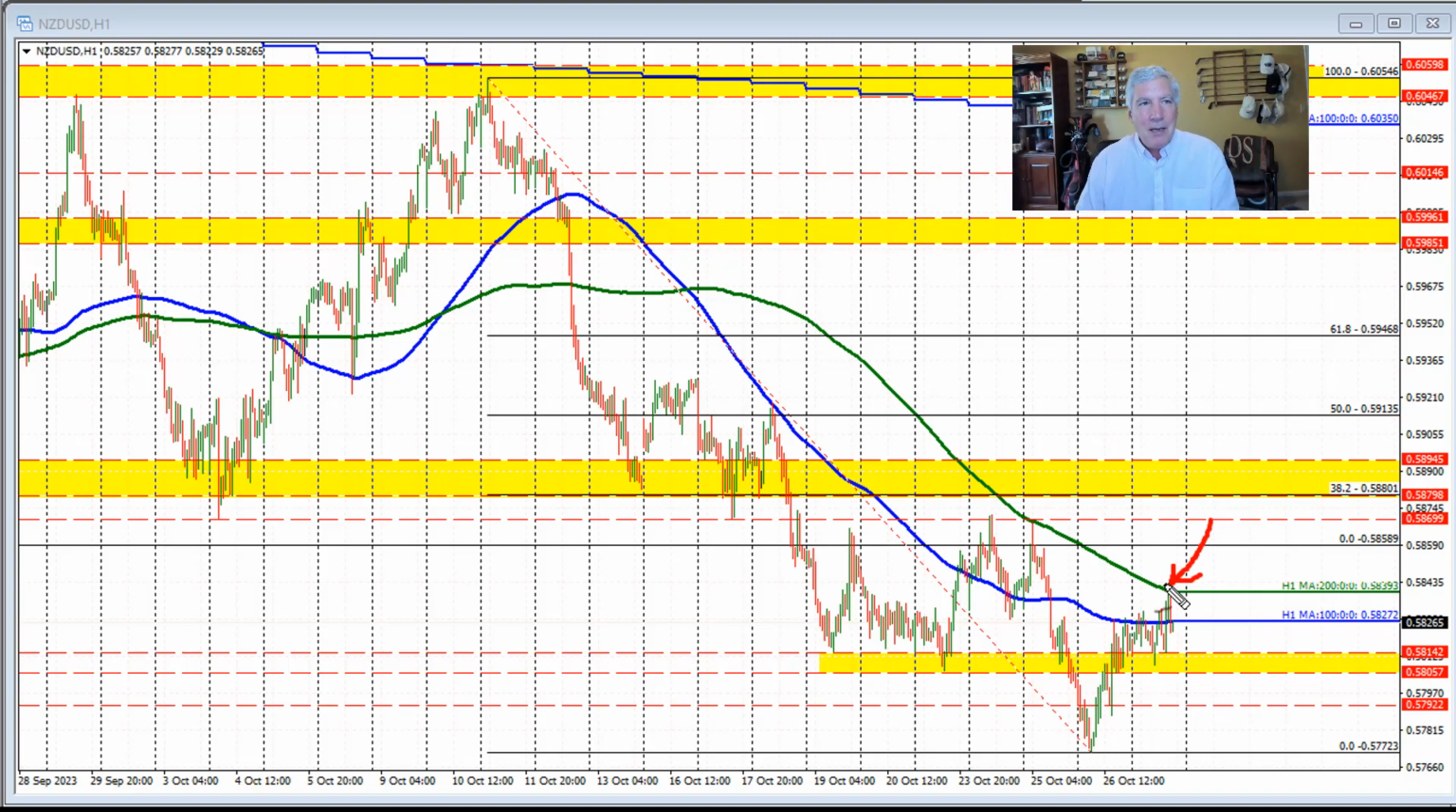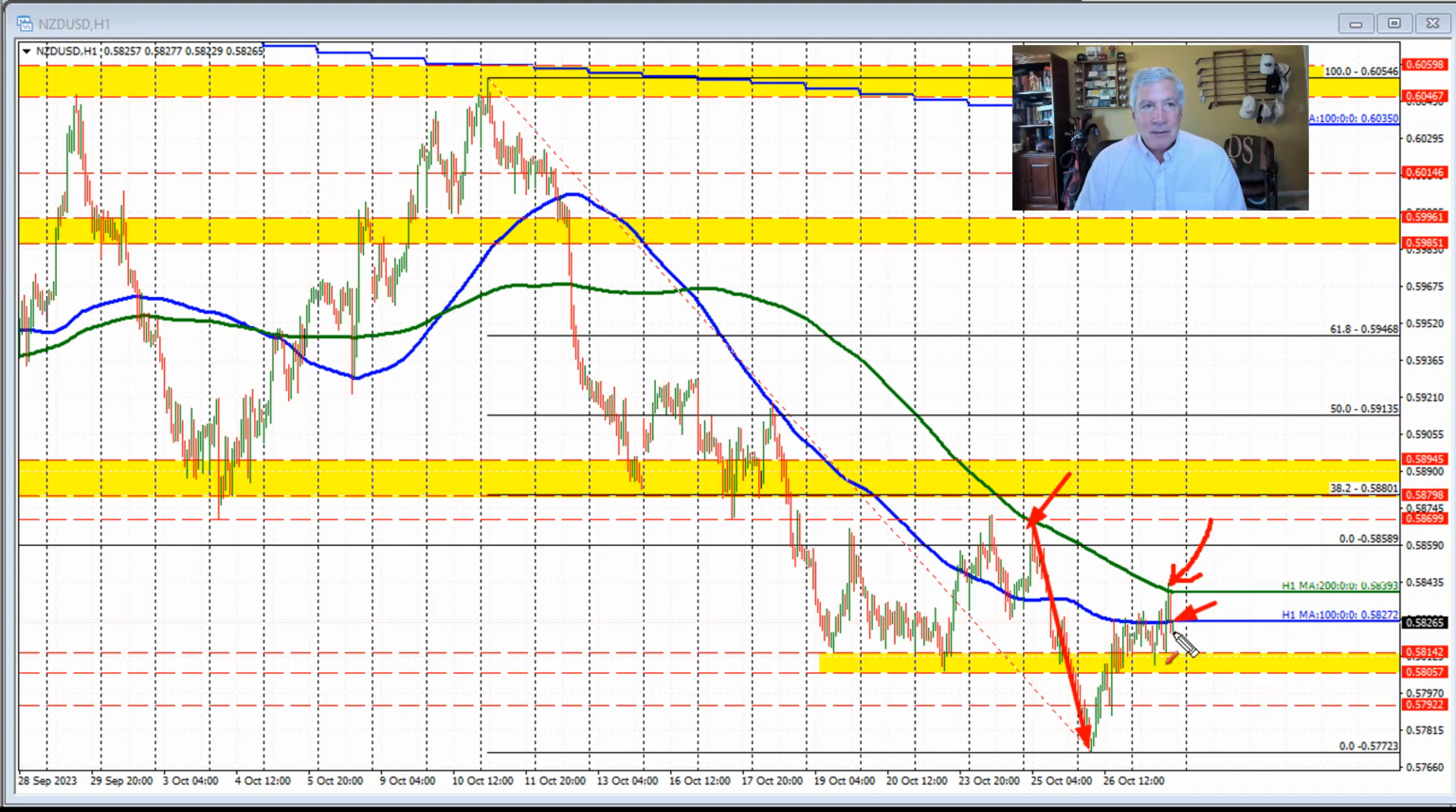So the buyers took it up to the resistance. By the way, the last time the price tested that moving average, we found willing sellers right through here and pushed the price to the downside. So it basically did the same thing again at a lower level in trading today. The current price is trading at 0.5826. That's also just below the 100-hour moving average here, which is a little bit worrisome as well from a long perspective.